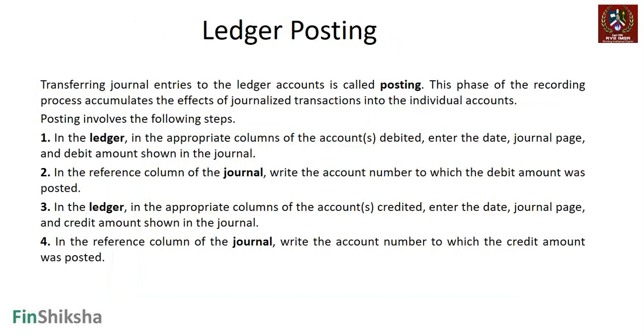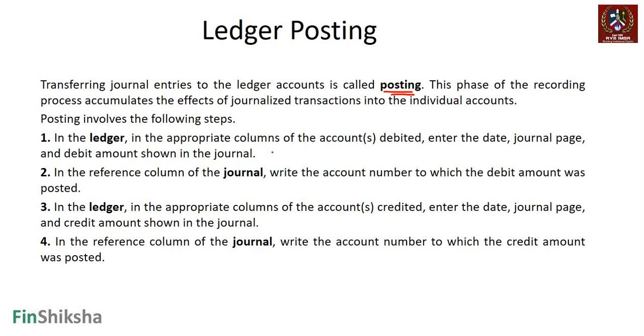Now, transferring journal entries to the ledger accounts is called ledger posting. This phase, of the recording process, accumulates the effects of journalized transactions into the individual accounts, right? Now the process involves the following steps.